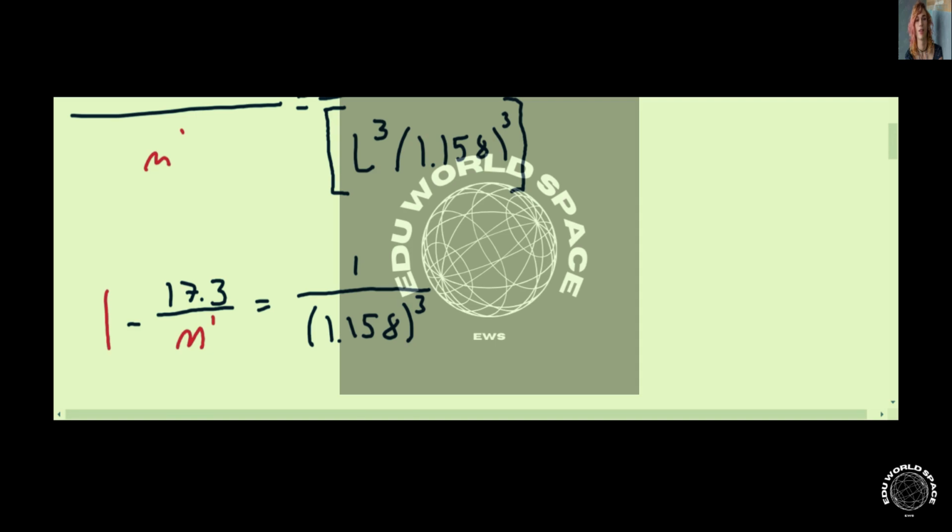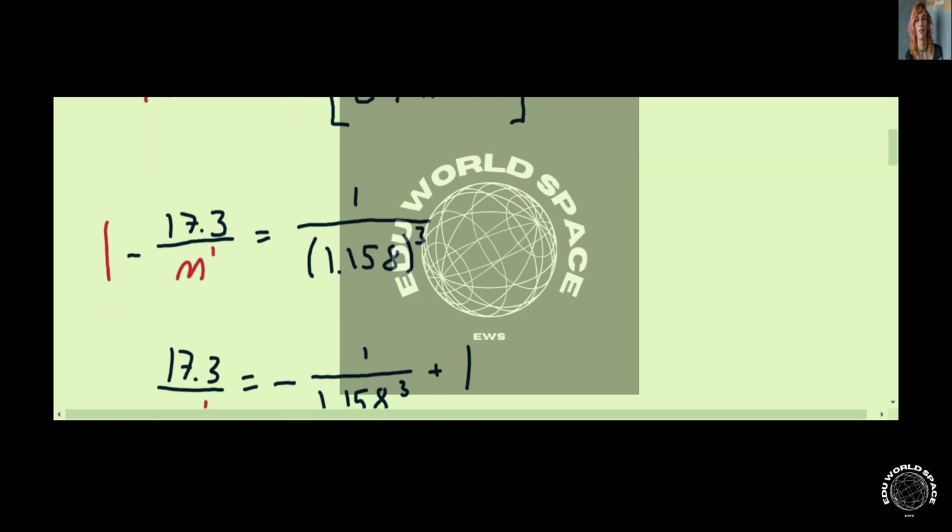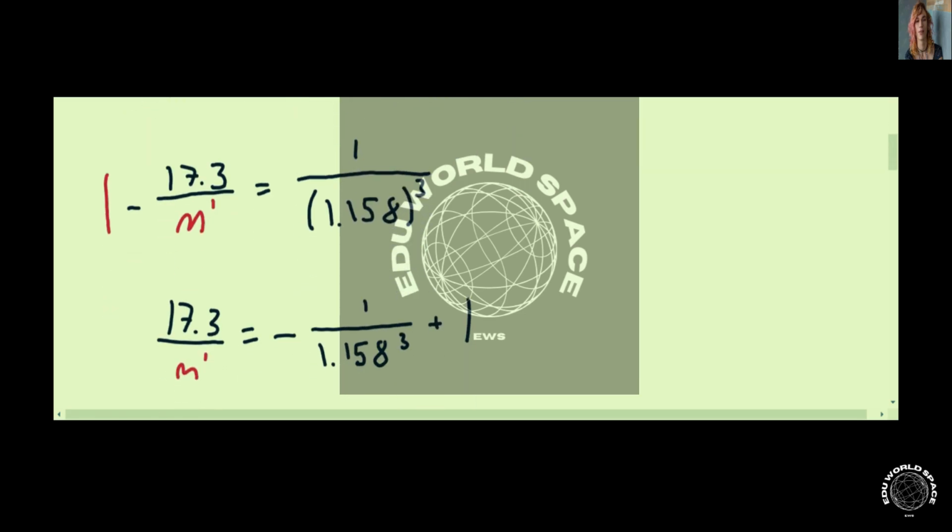Up next, it's just pretty much algebra at this point. We bring our 1 over, we subtract the 1, and then I'm going to also multiply by -1 to get this negative out of here. I'm jumping a few steps, but I hope you'll follow with me. So we'll have 17.3 over M prime is equal to negative 1 over 1.158 cubed plus 1, right? We subtract the 1 and then multiply by -1, so that gives us positive 1.